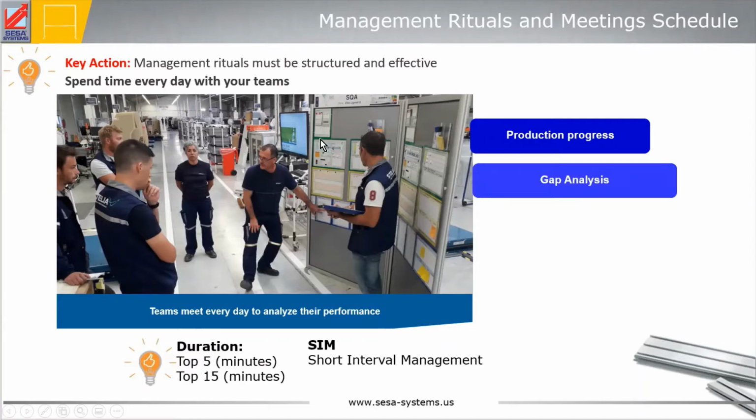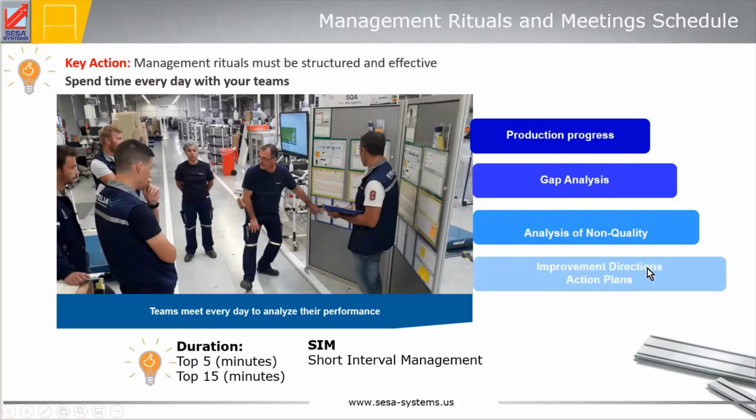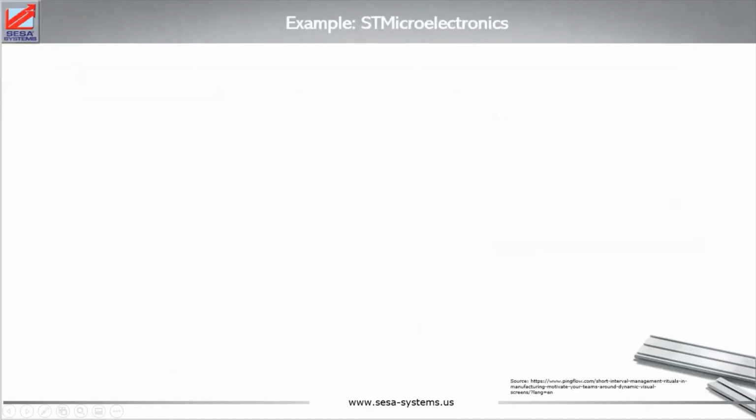So on top, you could imagine presenting your production progress. Then below, you have a level to analyze any gaps and non-quality, and then sharing improvement directions and action plans. And you could see this in every single board, wherever you are in your organization, so that you don't end up with a chaotic organization. The content itself can vary, some of the KPIs, because they don't apply to each department, but the structure on how management happens with these short interval meetings will be a lot more effective if you can train all your managers in the same way.